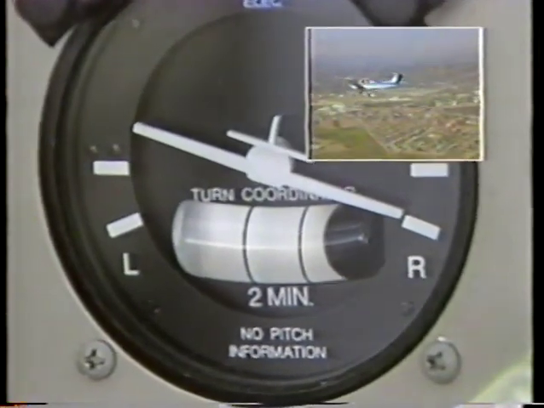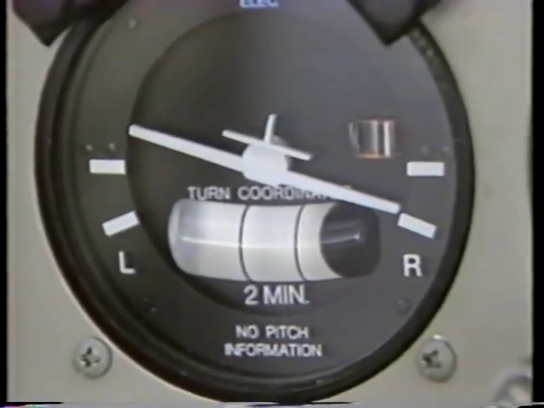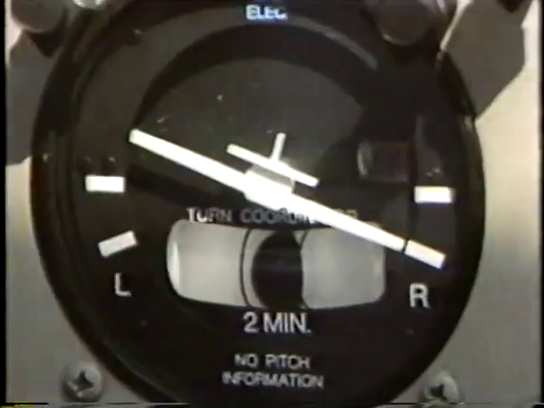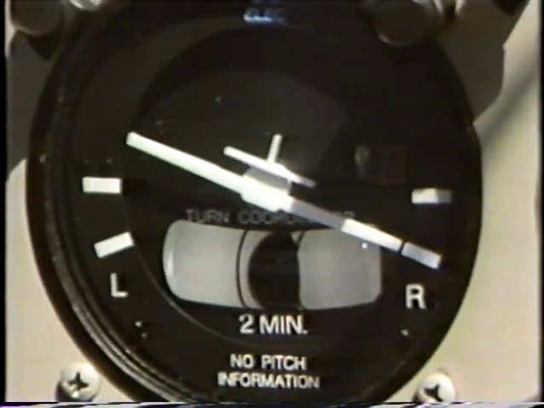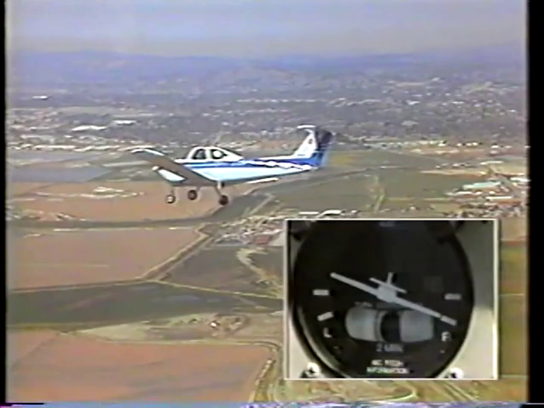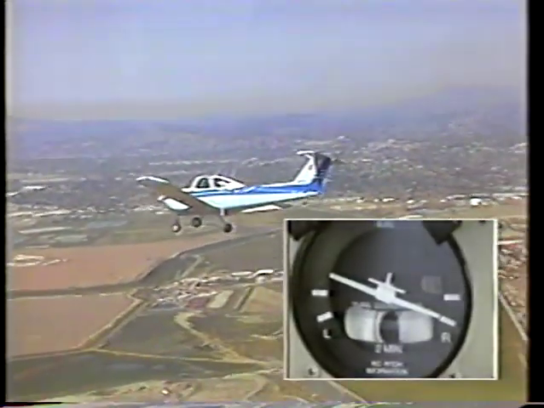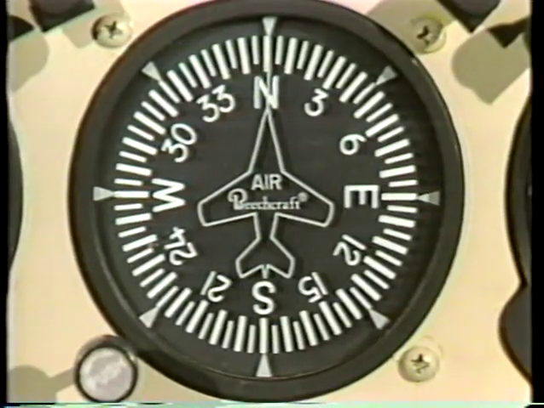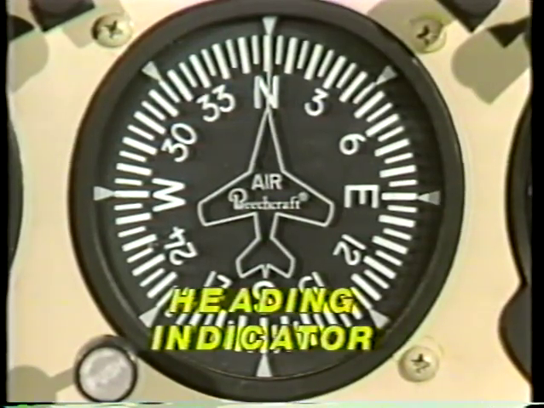To correct either condition, simply step on the ball until it centers. This means to use the rudder pedal on the side on which the ball is located. But the ideal turn is one where the rudder is used so that the ball never strays from between the index lines. The turn coordinator is extremely reliable because of the gimbal structure, and this is the gyro instrument that is usually electrically powered.